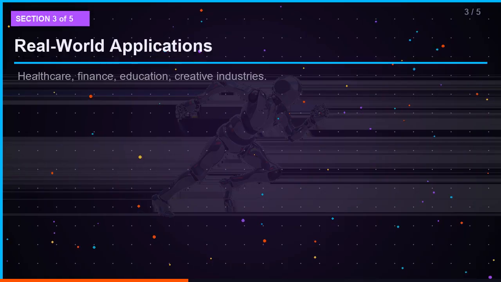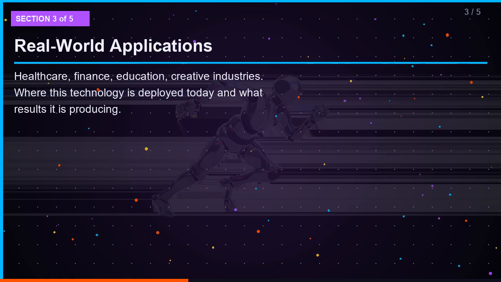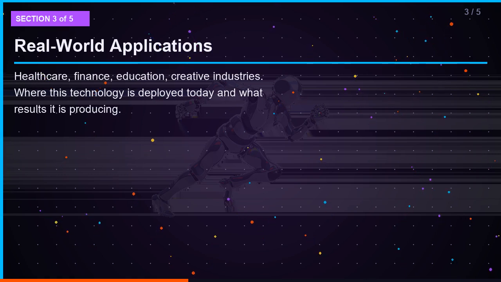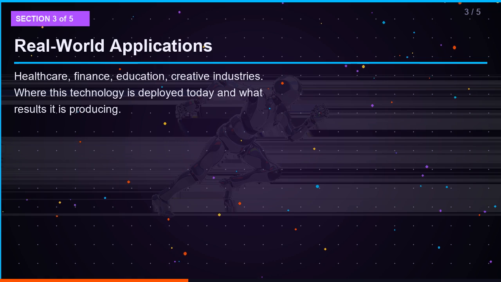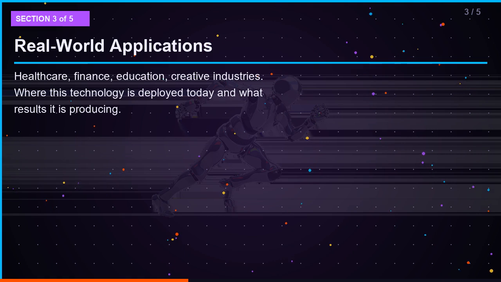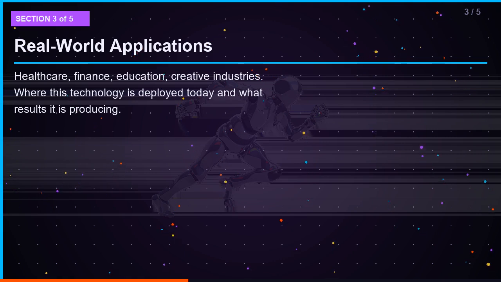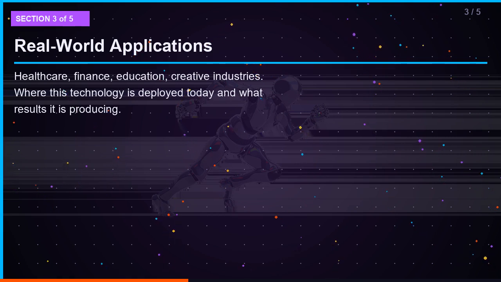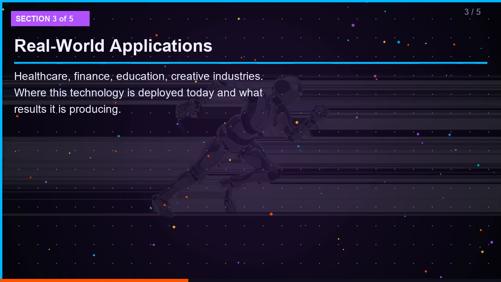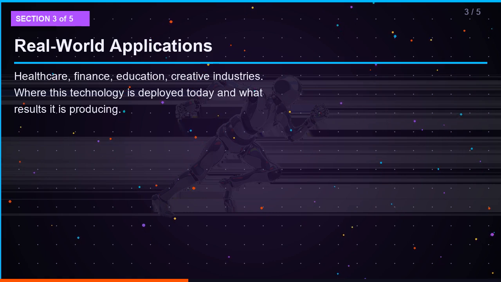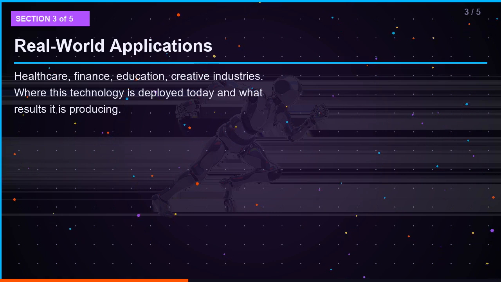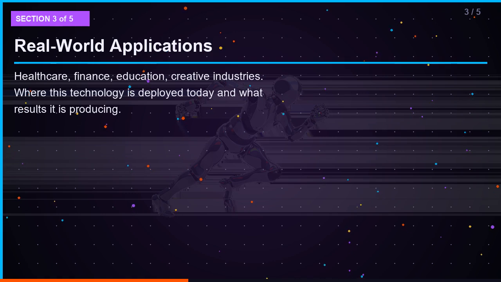The real-world applications are where this becomes genuinely exciting. In healthcare, these systems detect diseases earlier and more accurately than human specialists. In finance, they identify fraud in real time across millions of transactions per second. Education is being personalized at a scale that was never before possible. Creative industries, film, music, design, writing, are being fundamentally transformed. And perhaps most significantly, a small team can now build what would have required hundreds of engineers a decade ago.